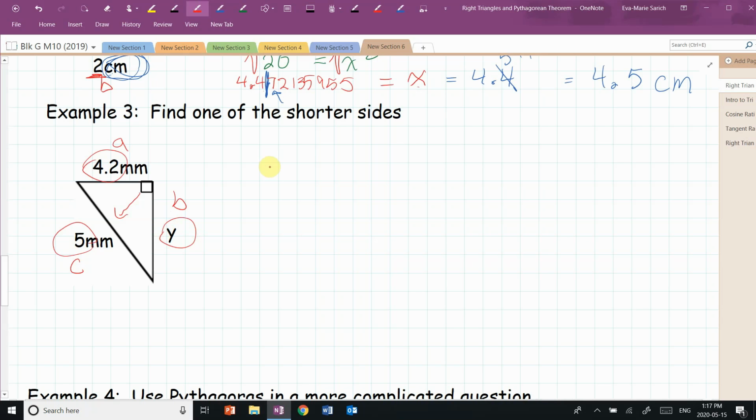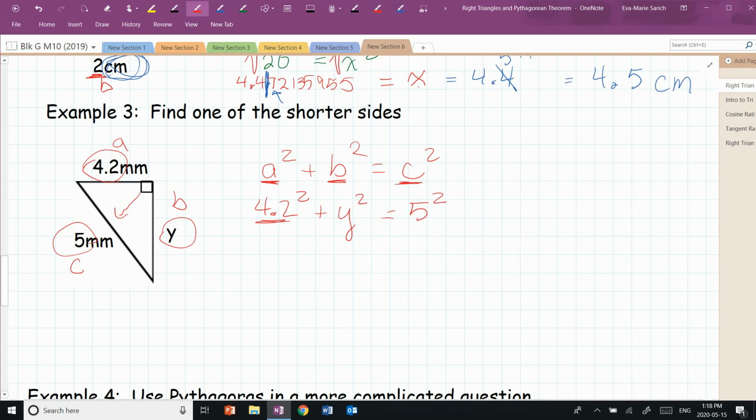Substitute those in. So I'm going to start with the formula a squared plus b squared equals c squared. So our a is 4.2, so that's going to be 4.2. Don't forget you're squaring it. You're just taking the a out and putting the 4.2 in. Take the b out, and b is going to be our y. So plus y, and then that's squared. Take the c out, and the c is 5, so that's going to be 5 squared.